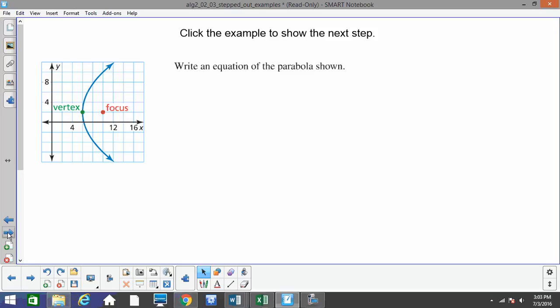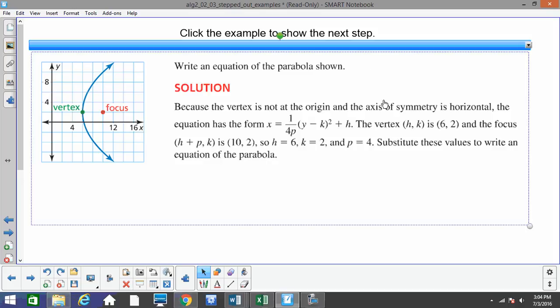So here's one where the vertex is definitely not at the origin. They give you the focus, and you are going to have to come up with an equation. So first of all, figure out what formula you're going to be using. It opens right, so it's going to be an x equals. So x equals 1 over 4p, (y minus k) quantity squared, plus h. Well, h and k, I think, are pretty easy to come up with. The vertex is 6, 2. Make sure you notice that they're counting by 2's on your hash marks. And your focus is 10, 2.